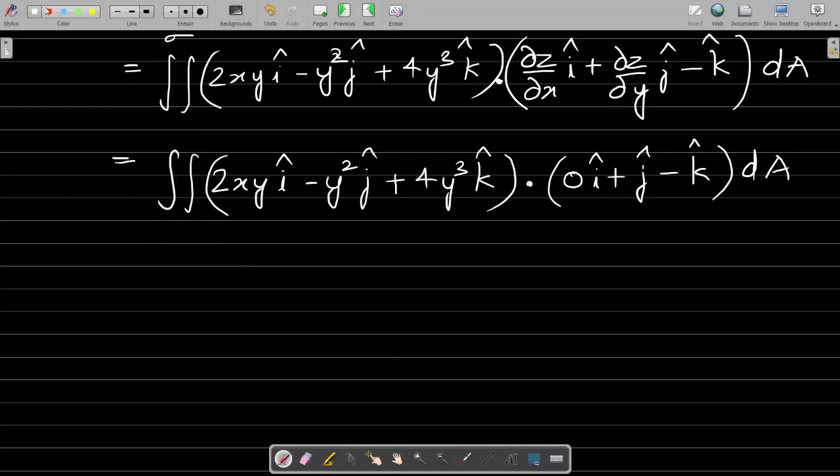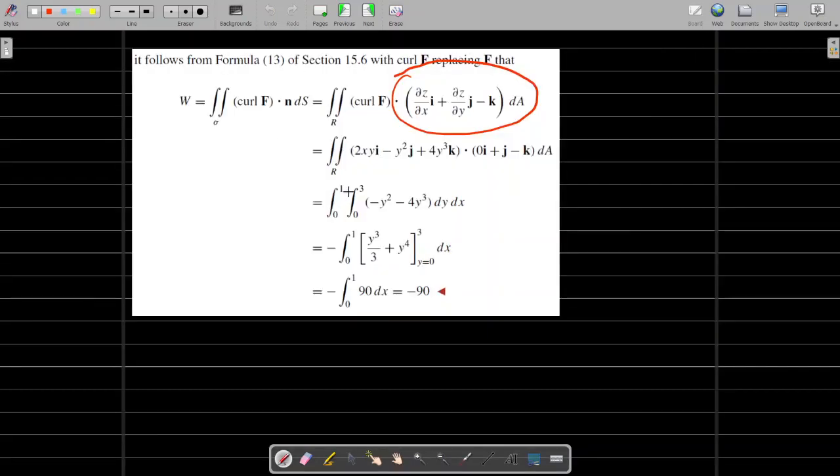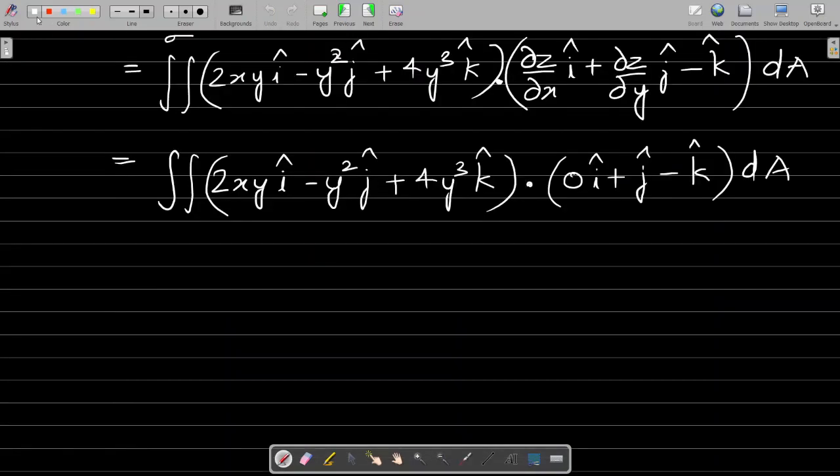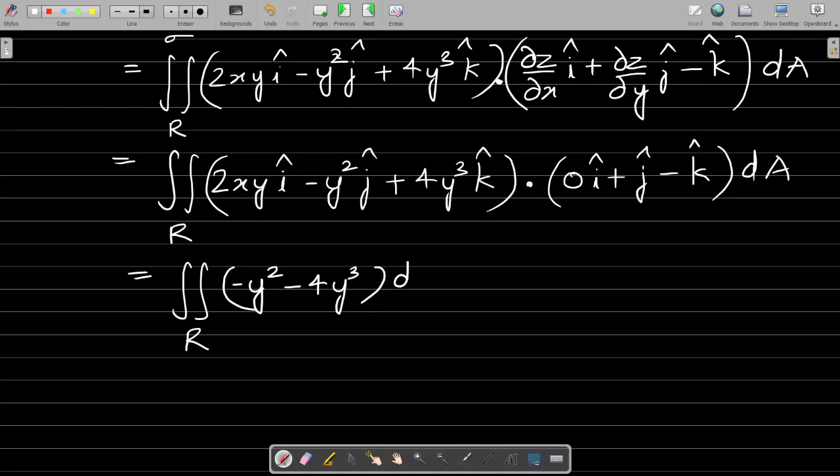Now we have the integral over sigma, so we have to take the projection onto the surface. So you change it to a double integral over R. What is R? R is the projection. So we have double integral over R, 2xy into 0 is 0, minus y square into j is minus y square, plus 4y cube into minus 1 is minus 4y cube. Then you are having dA.